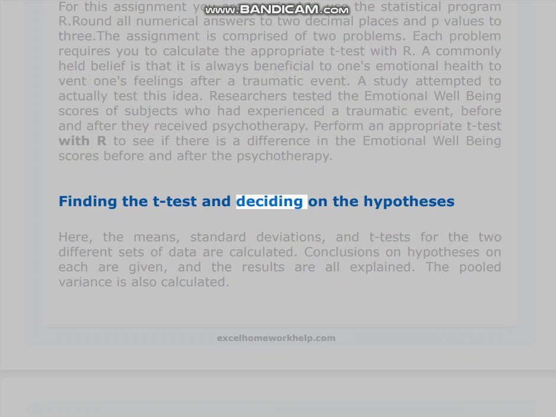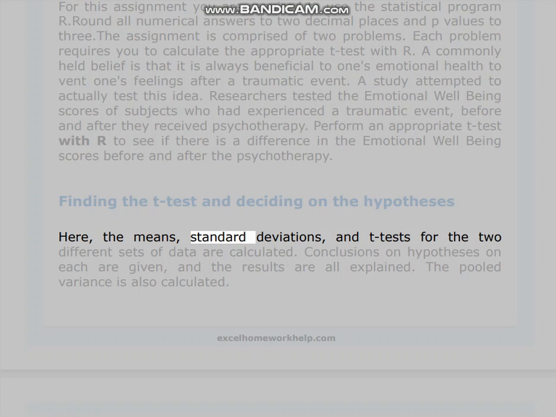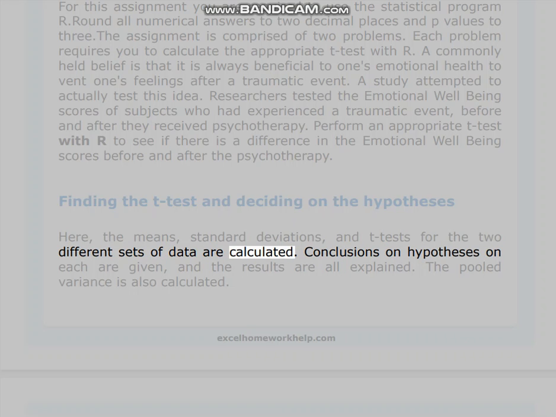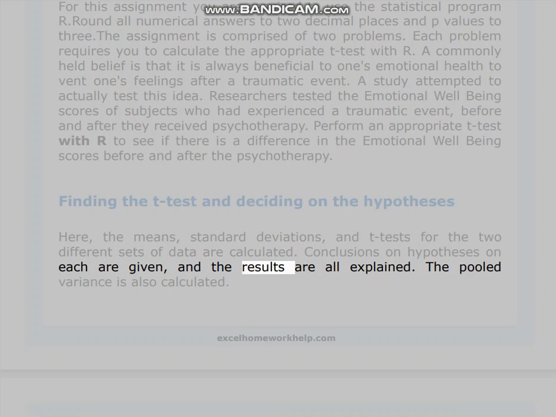Finding the t-test and deciding on the hypotheses. Here, the means, standard deviations, and t-tests for the 2 different sets of data are calculated. Conclusions on hypotheses on each are given, and the results are all explained. The pooled variance is also calculated.